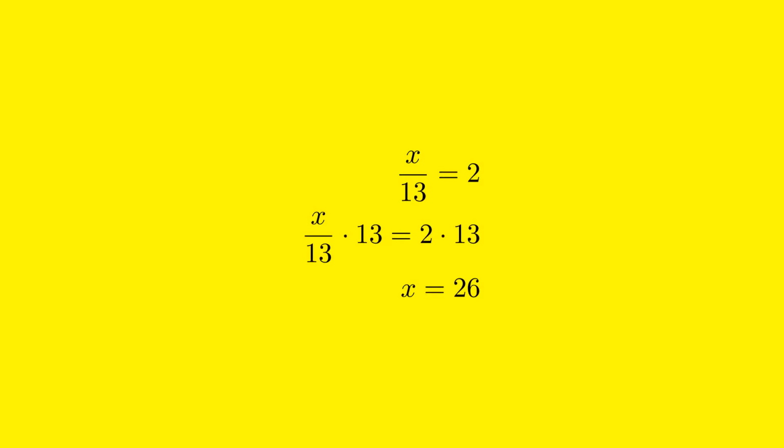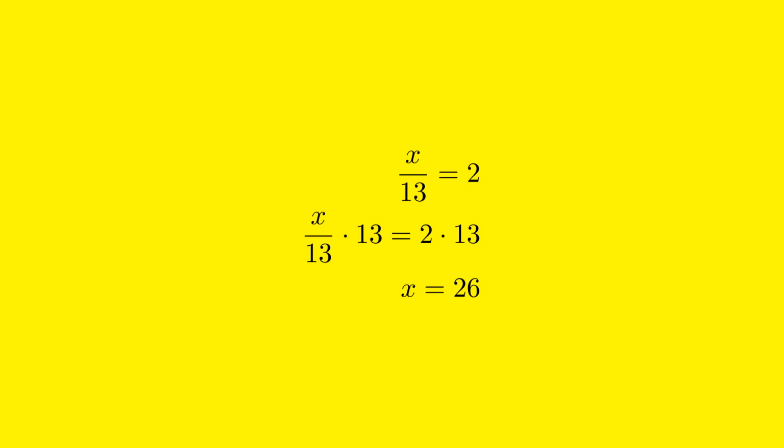Now that we have the equation x divided by 13 equals 2, we need to isolate the variable x completely. To accomplish this, we will need to get rid of the division by 13 in the equation. The opposite of dividing by 13 is multiplying by 13, so we will multiply both sides of the equation by 13.